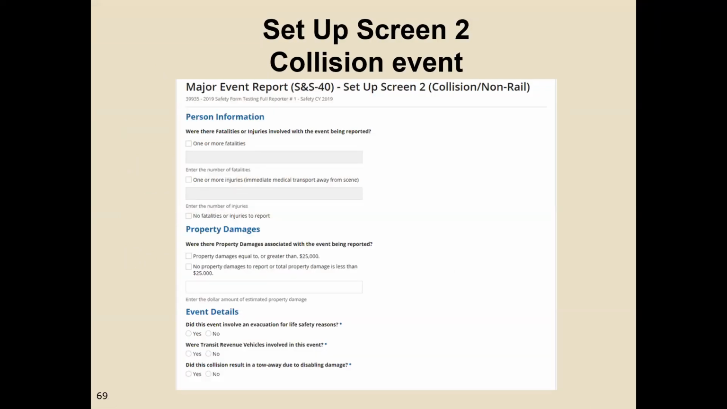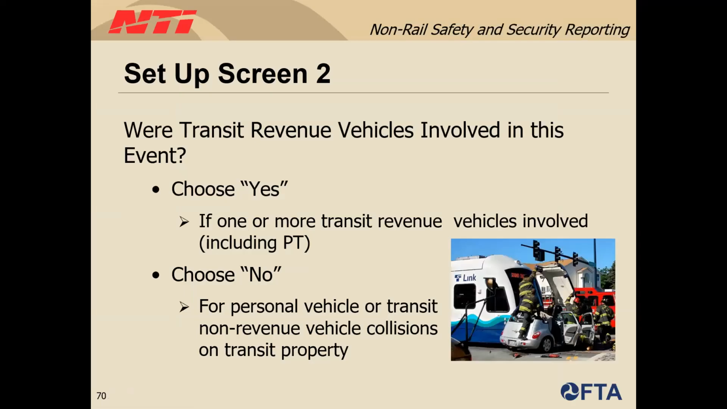This is a snapshot of setup screen 2 for the non-rail mode collisions. As I mentioned, if you chose collision on screen 1, then screen 2 captures if there were transit revenue vehicles involved in the event. Select yes if this is true, which includes purchased transportation vehicles as a transit vehicle since you are reporting for this service. You would select no when the collision involves a private vehicle on transit property or a transit non-revenue vehicle collision occurs on transit property. These are typically maintenance vehicle collisions that meet a threshold.